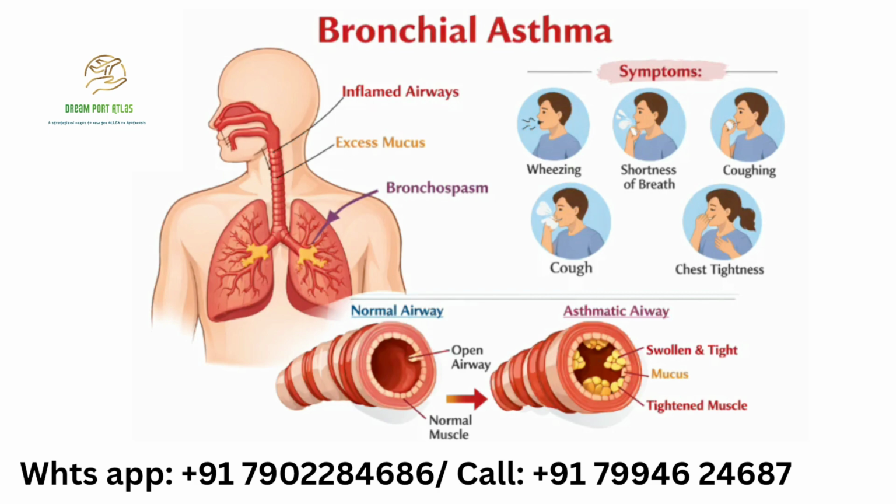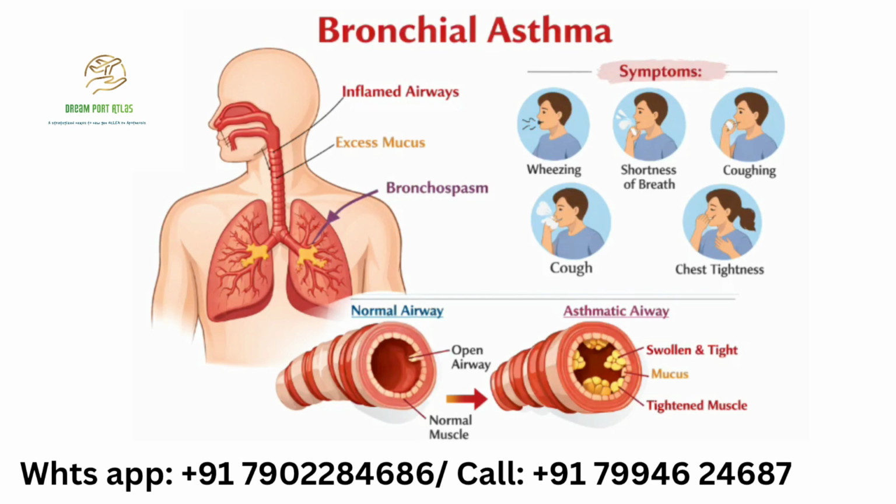We can see in the picture, the first picture shows the normal bronchus or normal airway. Second, we can see an asthmatic airway. That means there is a narrowing of the airway because of the tightened muscle, the swollen and tight bronchioles, as well as an excessive production of mucus because of the inflammatory changes in the bronchus. That means the space for the air to travel is limited in the asthmatic airway as compared with the normal airway. In the normal airway, we can see the normal muscle and there is an open airway.